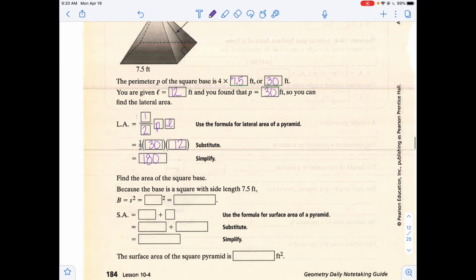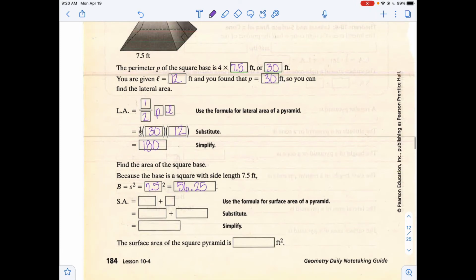And we found that the perimeter is 30. So we have to do 1/2 times the perimeter times the slant height. Well, the perimeter is 30 and the slant height is 12. And 1/2 times 30 times 12 is 180. So now we need to find the area of the square base. Well, the area of a square base is side squared. Our side length is 7.5, and 7.5 squared is 56.25.